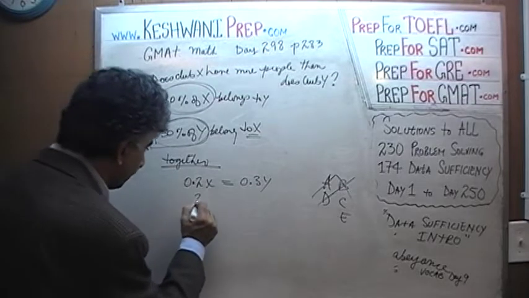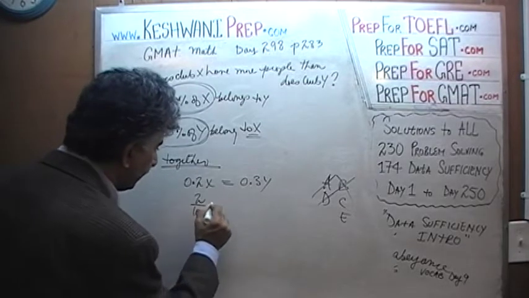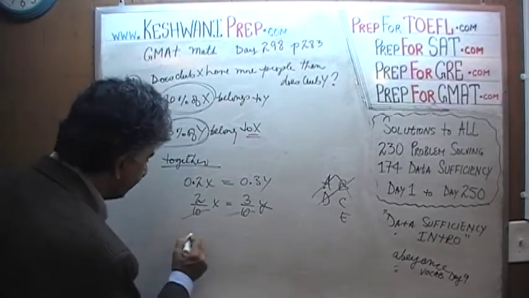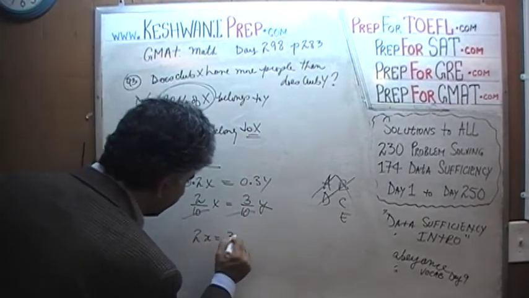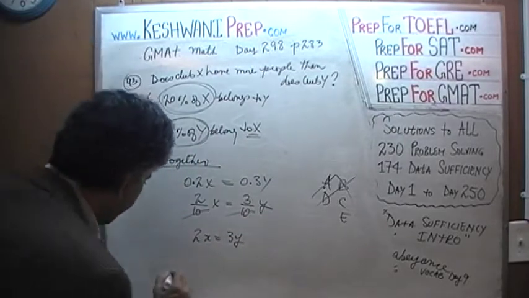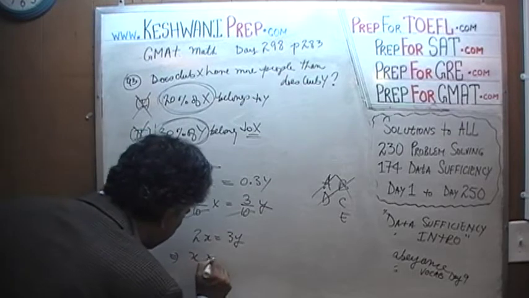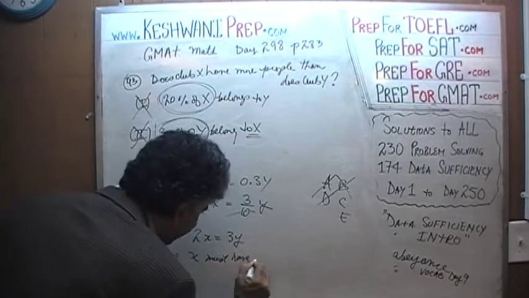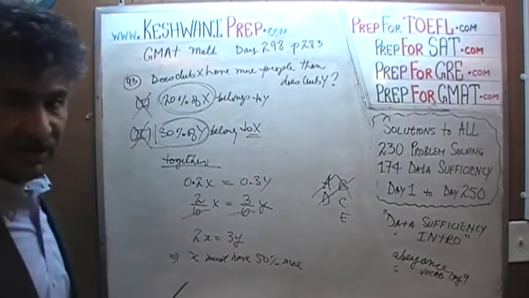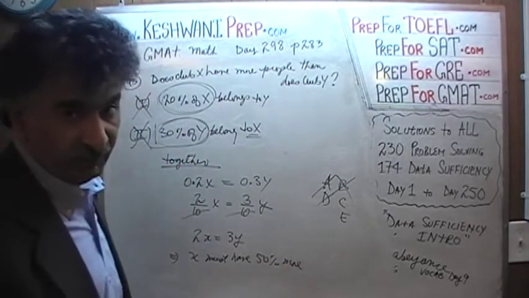We can continue doing it if you like. What this tells us is 2 over 10 X equals 3 over 10 Y, which in turn implies that 2X equals 3Y. Only 2 of X is equal to 3 of Y. That in turn implies that X must have 50% more. Even though this part was not necessary for us to do, this was a waste of time as a matter of fact.